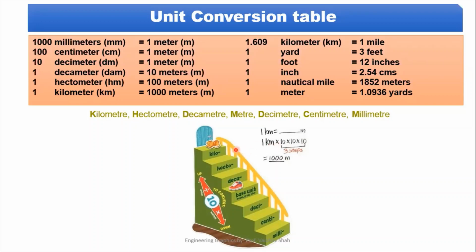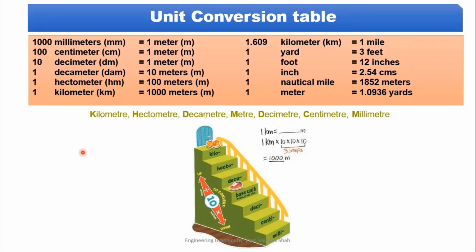So for kilometer to meter, we'll be going 3 steps down, multiplying 10 into 10 into 10. That means our answer would be 1000 meters. If you want to convert 1 kilometer into meters, you have to descend 3 steps from the cat position, so you will have 1000 meters. You can try other units and get a better idea. But I recommend you write down this table somewhere and try to memorize it.